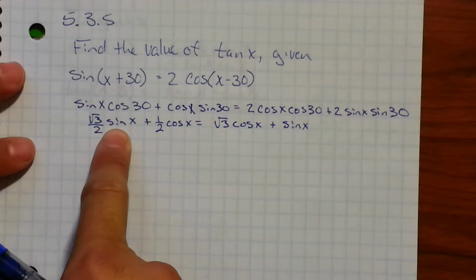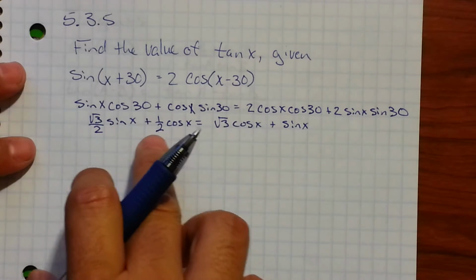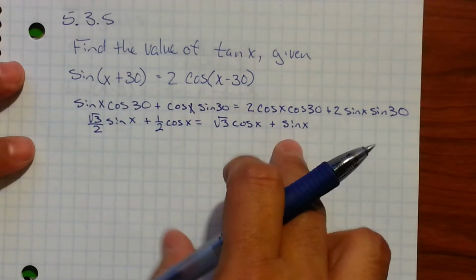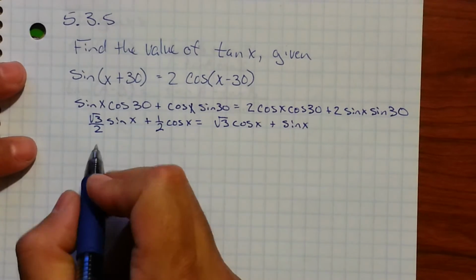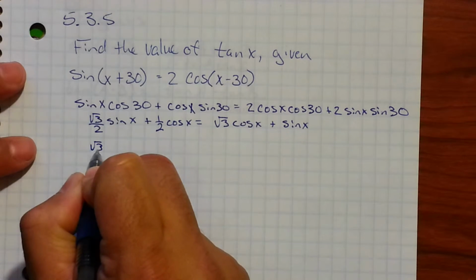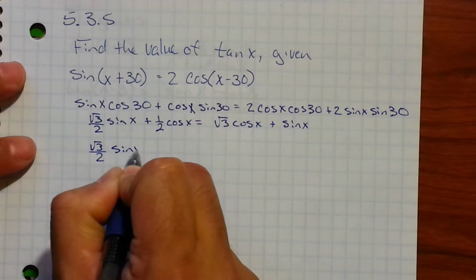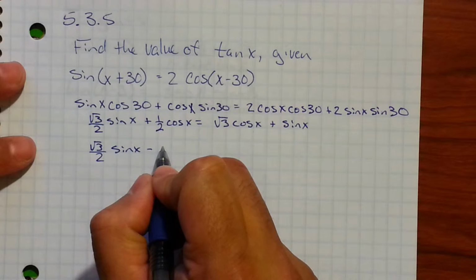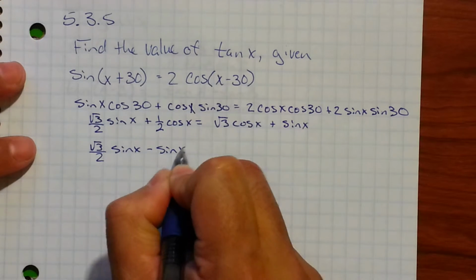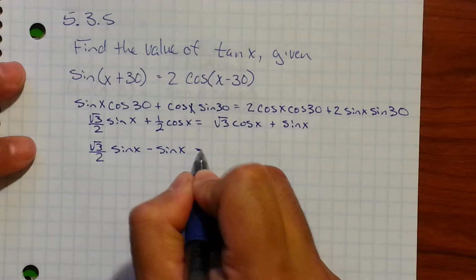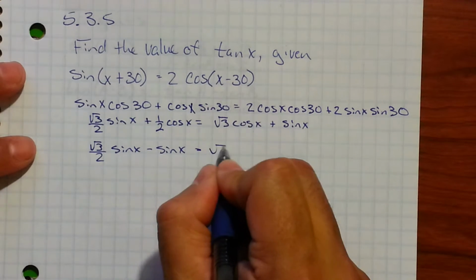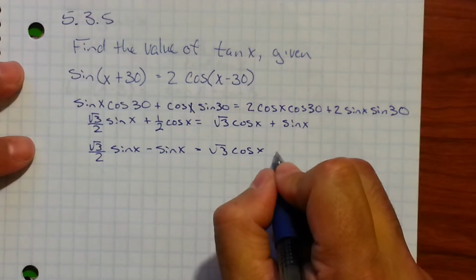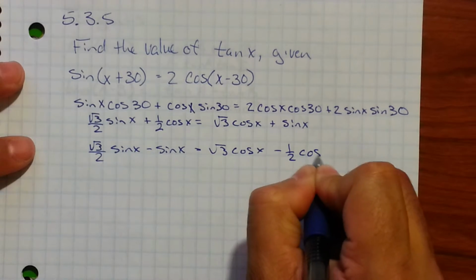Now let's move all of our sines to one side and all our cosines to the other. I'd subtract this one to go over here, so I'm going to have square root of 3 over 2 sine x minus sine x equals, on this side I have square root of 3 cosine x, and I subtract this to get it over here, so it's minus 1/2 cosine x.